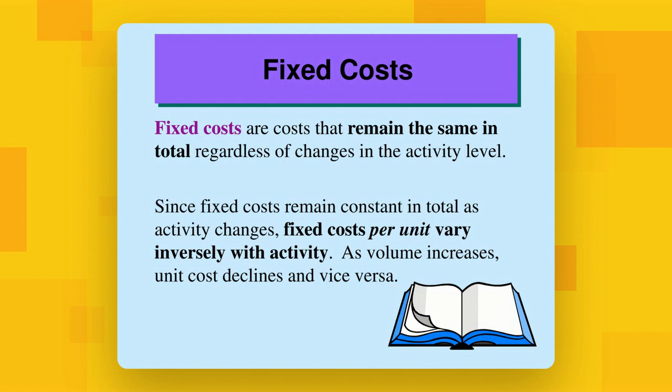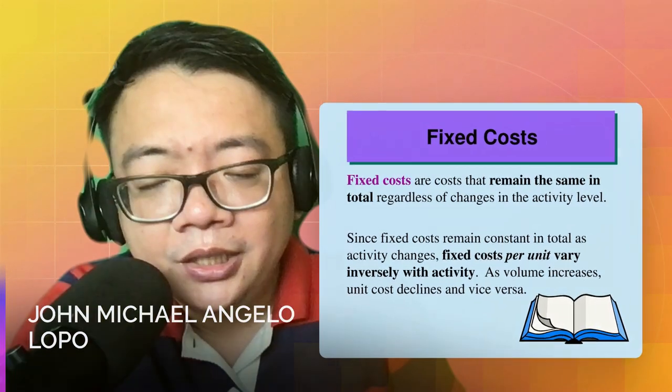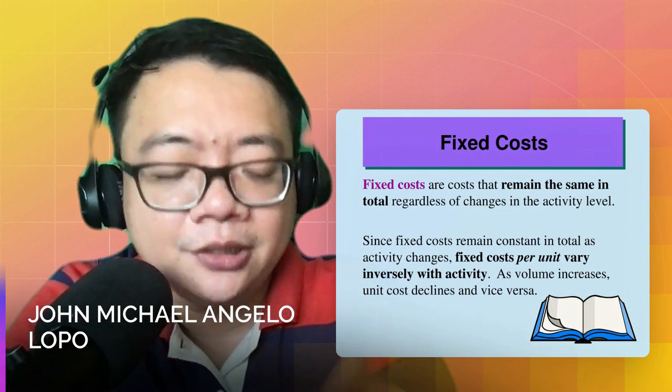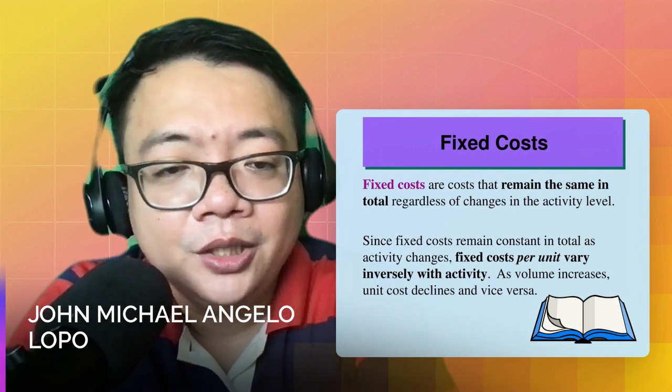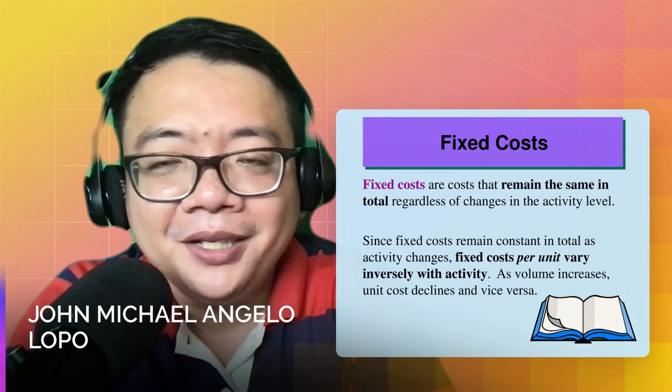How about in terms of the fixed costs? Fixed costs are the costs that remain the same in total regardless of the changes in your activity level. Meaning to say, fixed costs will remain constant regardless of the changes in your activity level. Ano yung sabihin yan, sir? If tumaas man ang sales or bumaba man ang sales, wala akong pakialam, no?